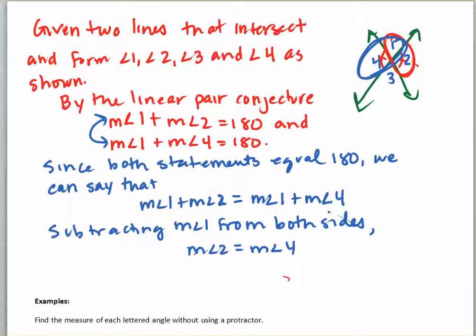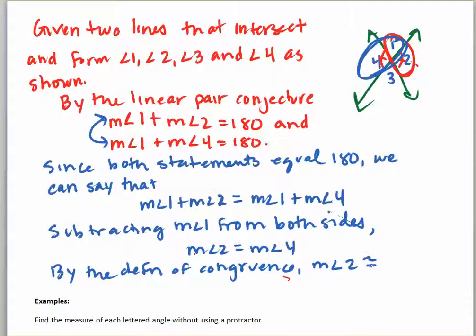So what we can do is we can use, by the definition of congruence, angle 2 is congruent to angle 4. So we can't just stop there and say the measures are equal. We have to take it one step further and say the angles are congruent. But we know the angles are congruent because their measures are equal. And that's the definition of congruence. And we're done.